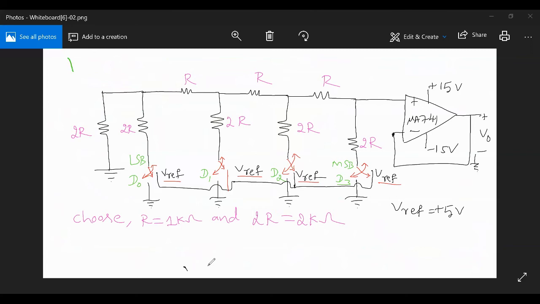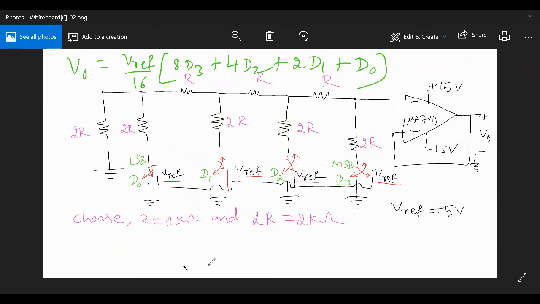Students, here I'm going to write the output equation. V naught equal to V reference by 16 into 8 D3 plus 4 D2 plus 2 D1 plus D naught. So this is the output equation where D3, D2, D1, D naught are the input bits, and V reference is the reference voltage which is applied as 5 volts, and 16 is 2 to the power of n, that is equal to 16 combinations, right?